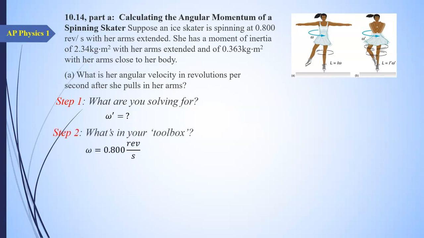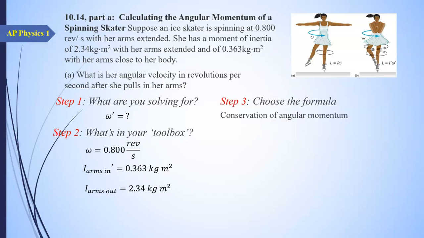So the omega before, the angular velocity, is 0.8 revolutions per second. The moment of inertia with her arms in is 0.363 kilogram meters squared. And her moment of inertia with her arms out, which is going to be much harder for her to turn, is a much larger number. Again, moment of inertia, rotational inertia, is the resistance to turning. It's how hard it is to turn, so it's much harder to turn with her arms out.